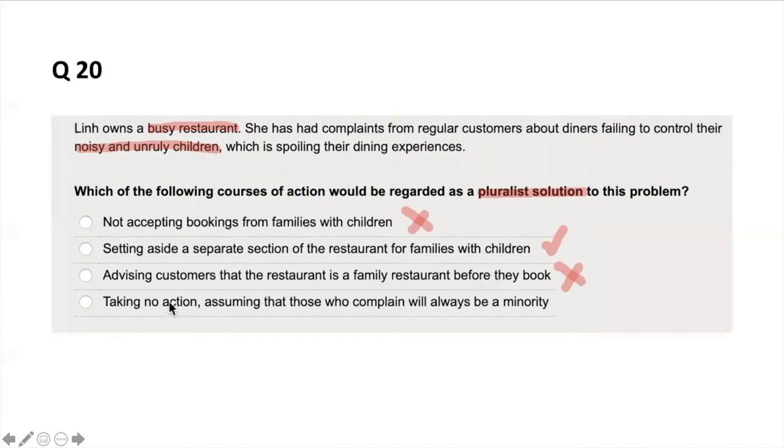And finally, take no action assuming that those who complain will always be a minority. That's not good, because that's not pluralist. You are actually only thinking about your family people, because the regular customers are, let's say, a minority. So the best one is setting aside a separate section of the restaurant for families and children, so you can separate them. That makes everyone happy, and that is being plural.